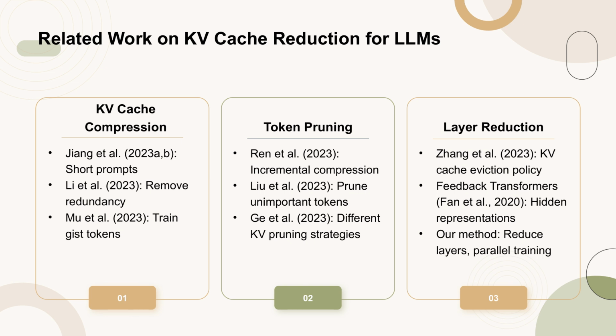Unlike these methods, our approach reduces memory consumption by reducing the number of layers, which can be combined with existing methods for further efficiency improvements. Additionally, feedback transformers, Fan et al., 2020, aggregate hidden representations from all layers, but their sequential training process is time-consuming. Our method supports parallel training, making it more efficient and scalable.